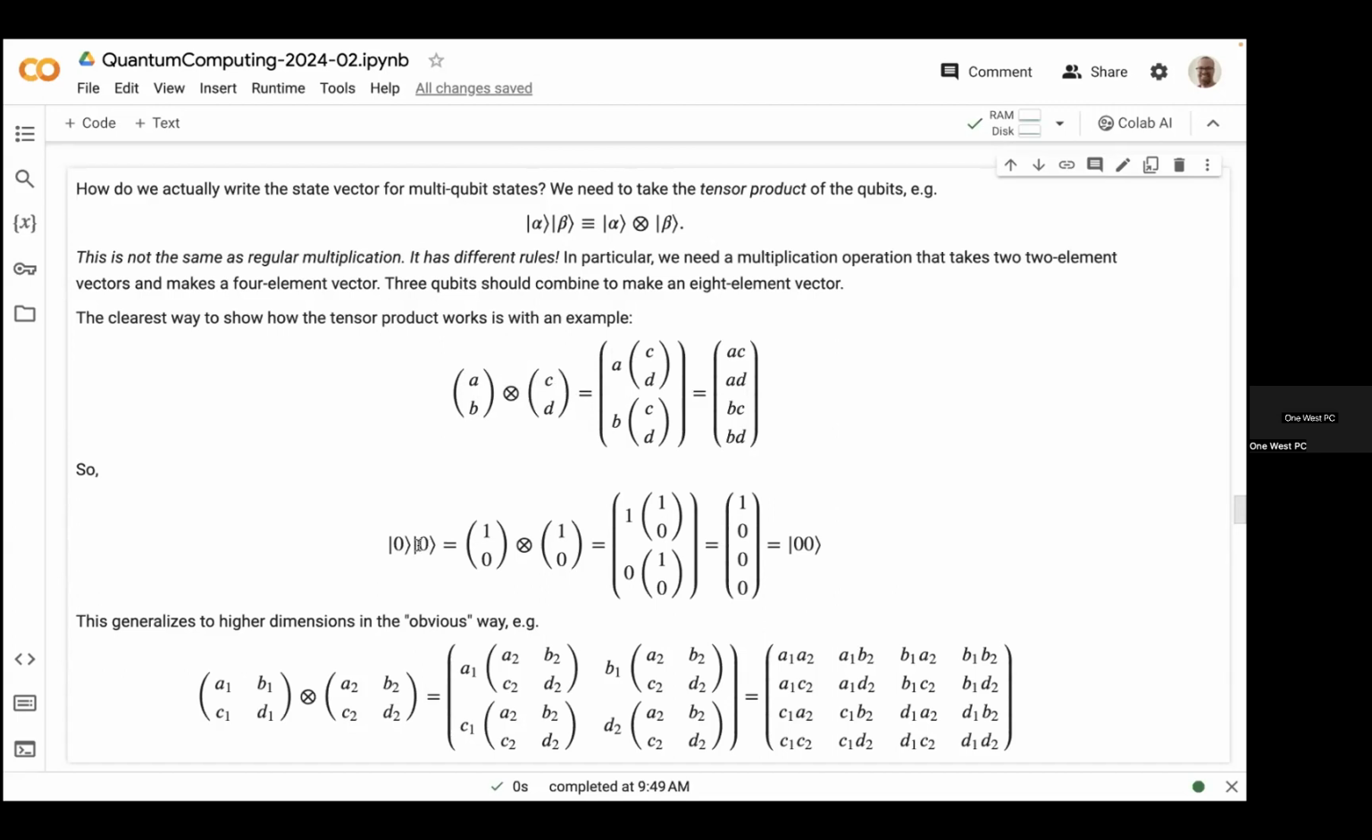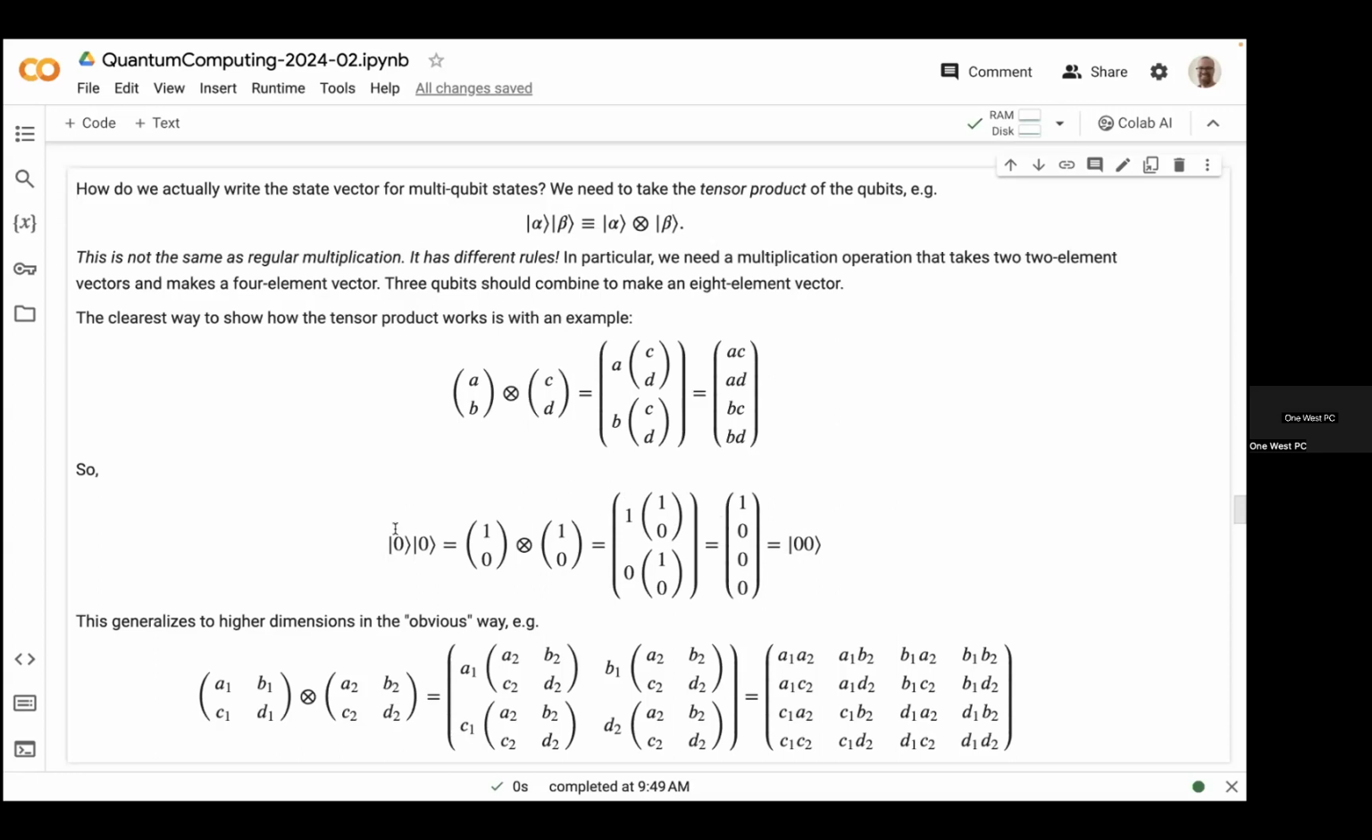That looks like, for 0, 0: 0 is 1, 0, tensored with 1, 0. Just take 1, 0, put it up against 1. Take 0, put it up against 0. This is just scalar multiplication. There's no special rules for that. It's just element-wise multiplication. So I end up with 1, 0, 0, 0. And that's what we call 0, 0. So that's a 4-dimensional representation for this 2-qubit state.